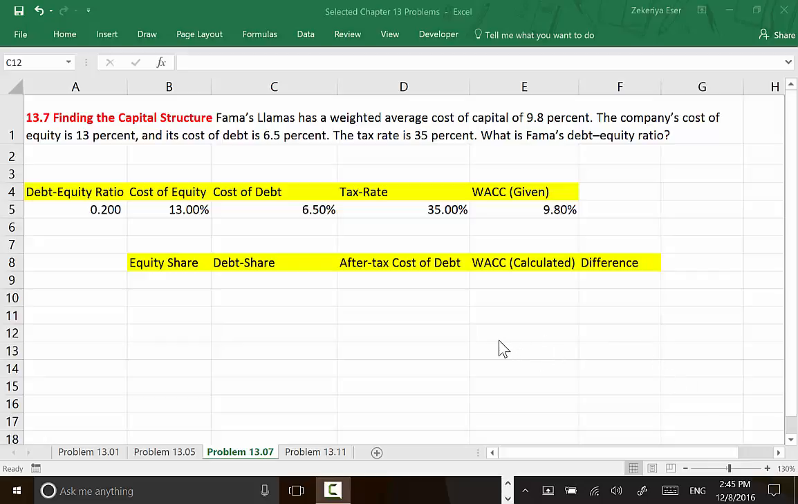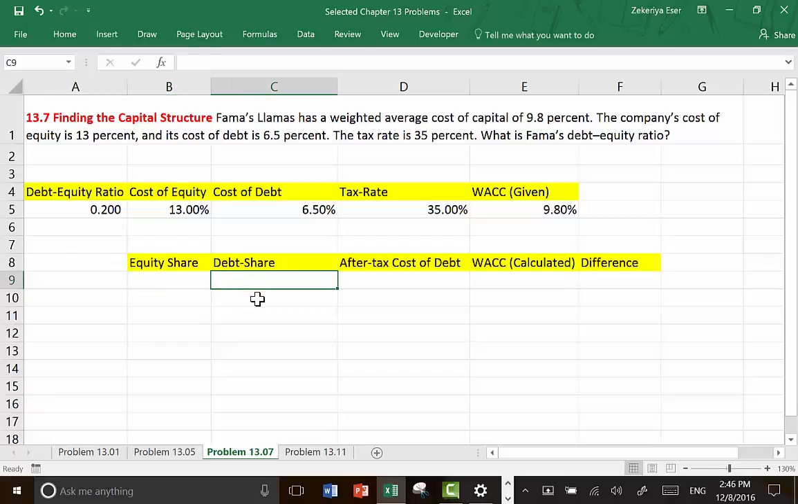We're going to approach this problem from the point of view of figuring out that equity ratio, knowing what the WACC is. So, as you may have guessed, to make the algebra simple, we're going to use goal seek. First, assume a debt equity ratio, let's say 0.2.